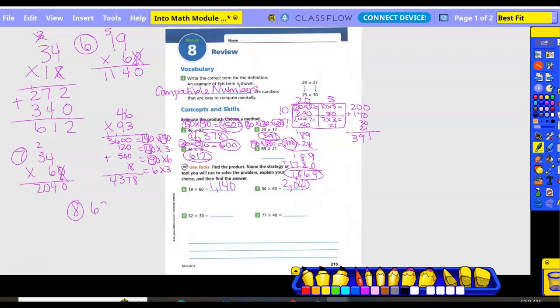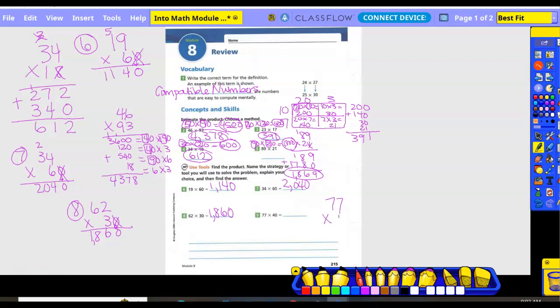All right, number 8. So 62 times 30. So just pop out the 0. Okay, what do I do first? Bring the 0 down and then cross it off so I know I'm done with it. 3 times 2 is 6. 3 times 6 is 18. So 1,860.